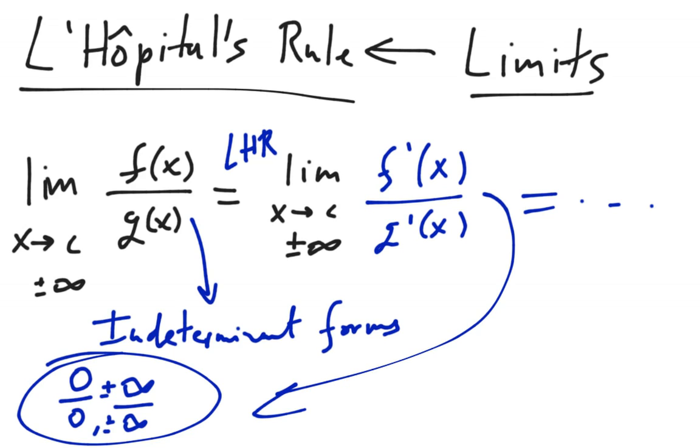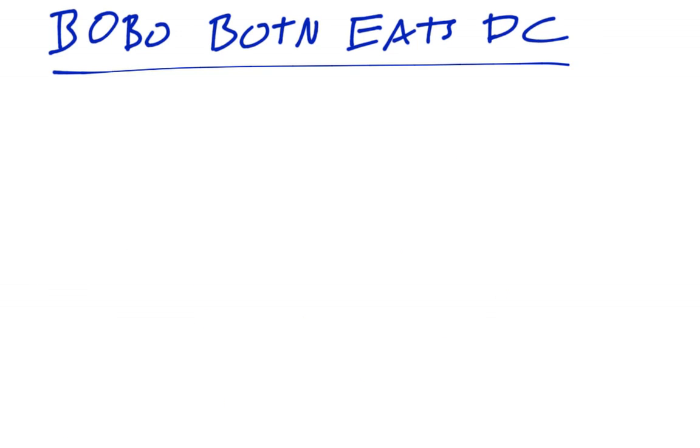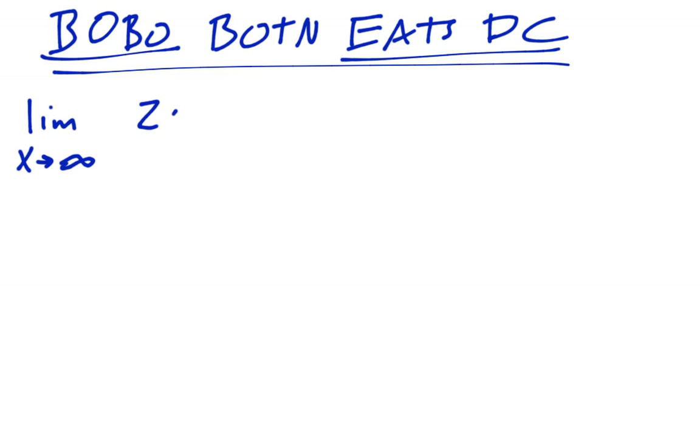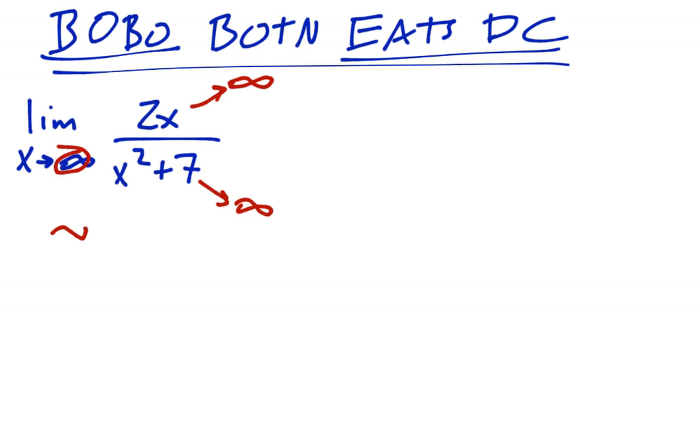So let's go ahead and look at some examples of this. The first example is we're going to look at the Bobo Botan eats DC example. Specifically, we're going to look at Bobo and eats DC, because Botan is pretty self-explanatory. I guess we could look at all of them. Why not? So let's say that we're doing a Bobo, and we have the limit as x approaches positive infinity. We want something bigger on bottom, so let's just say we have 2x divided by x squared plus 7. Well, if I plug in infinity, the top is going to go to infinity and the bottom will go to infinity. This gives me the indeterminate form infinity divided by infinity.